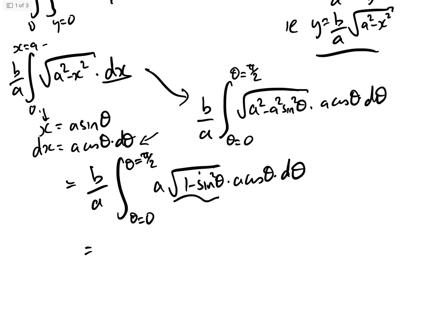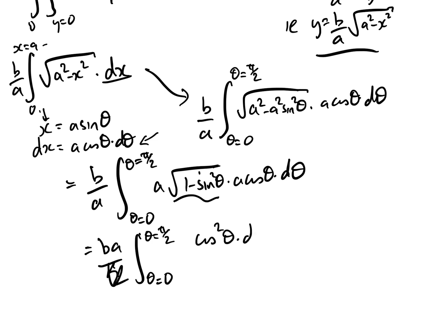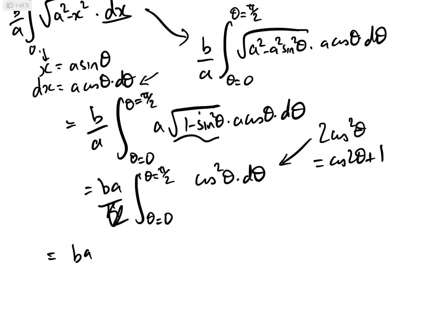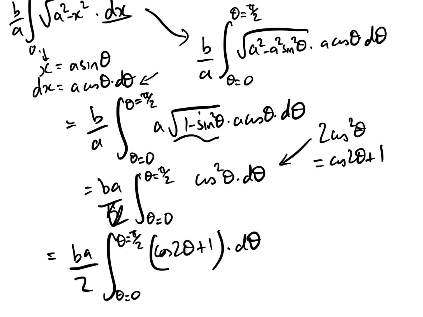So basically taking everything out of here, that gives us ba over 2, ba, the integral between theta equals pi over 2 and theta equals 0 of cos squared theta d theta, and using 2 cos squared theta equals cos of 2 theta add 1, we can therefore replace that as equals ba over 2 integral between theta equals 0 and pi over 2 of cos 2 theta add 1.